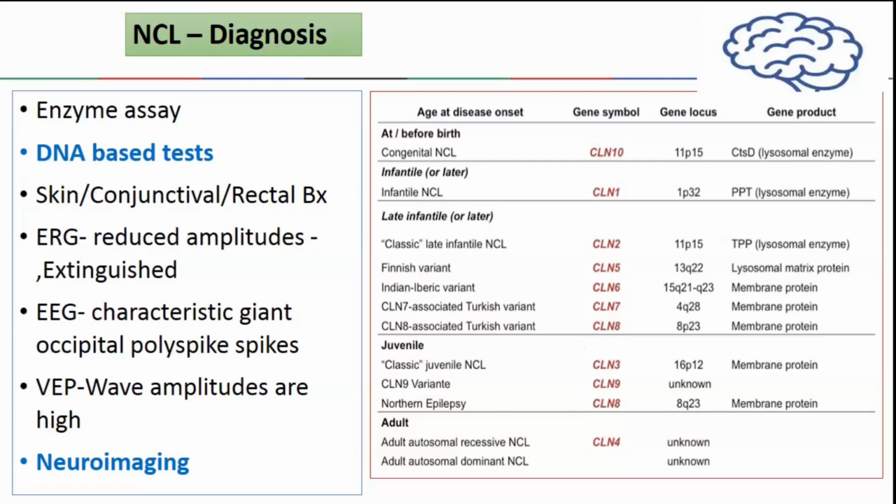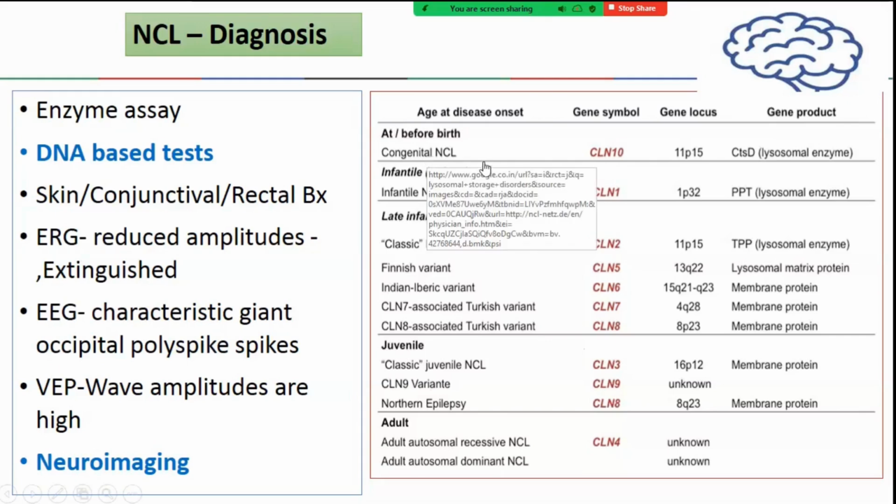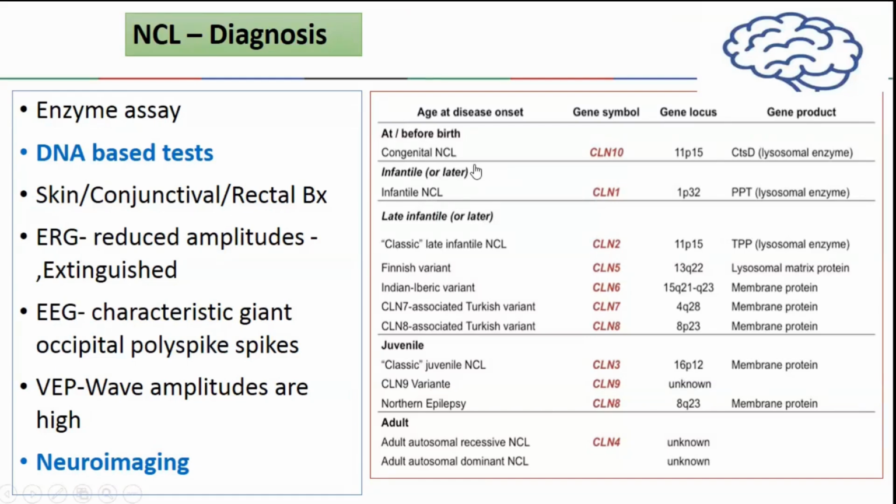So the index of suspicion has to be very, very high. There are multiple genes involved, and the presentations might start as early as congenital NCL. But classically, the typical phenotype is infantile onset, where you have neuroregression, microcephaly, and myoclonic seizures, and you may have visual problems also. That's a classical manifestation, but the others could be very variable presentations. So you really need to keep a very high index of suspicion.